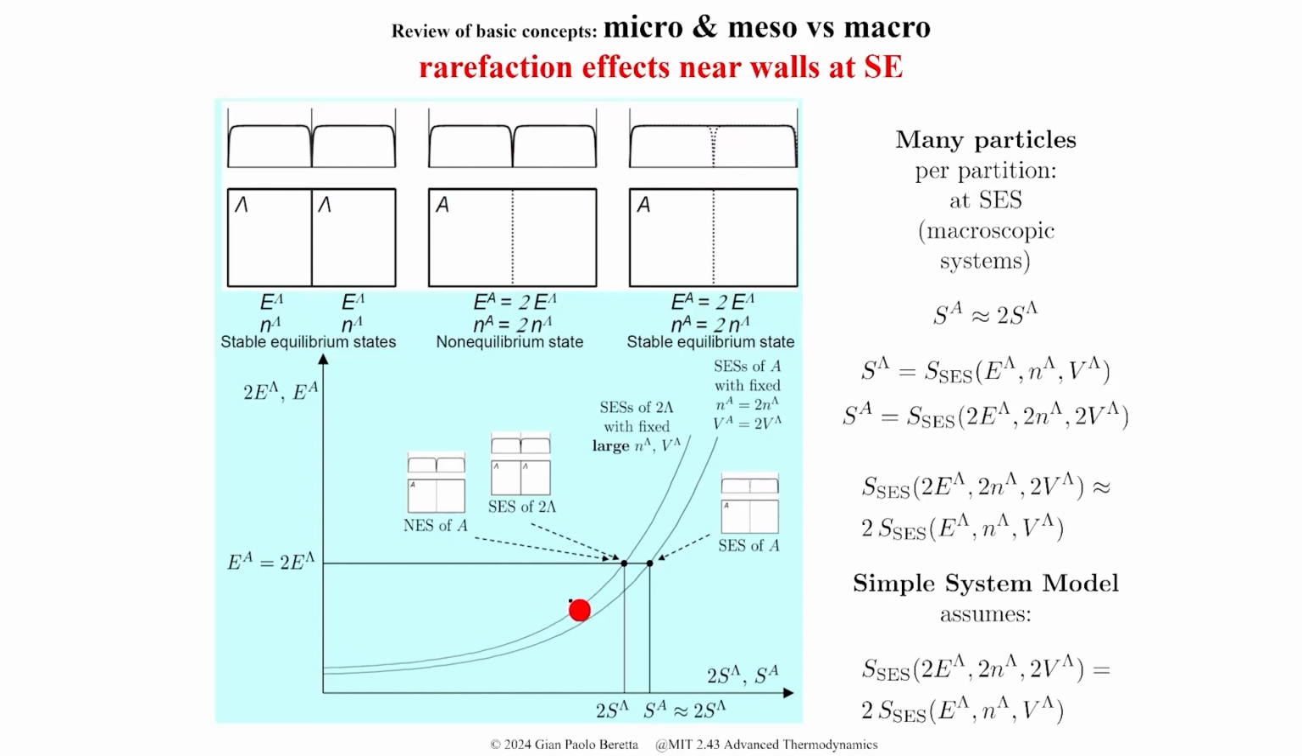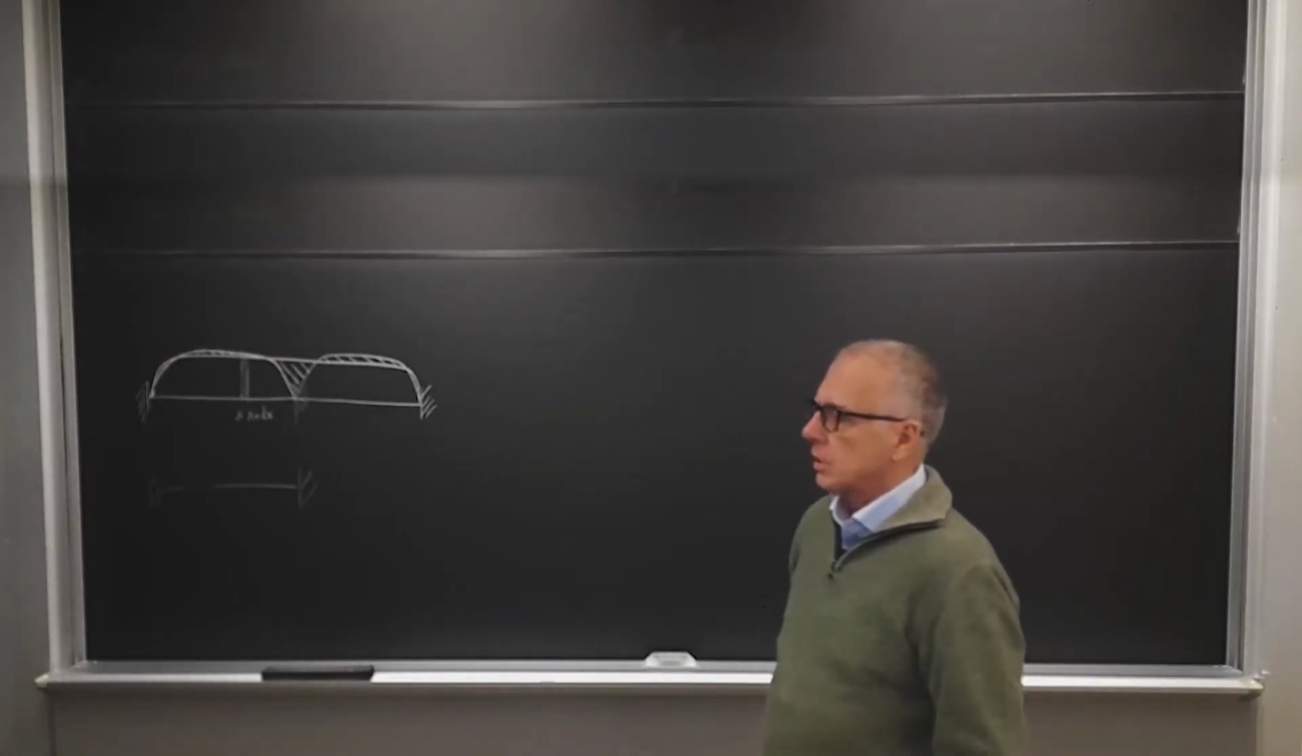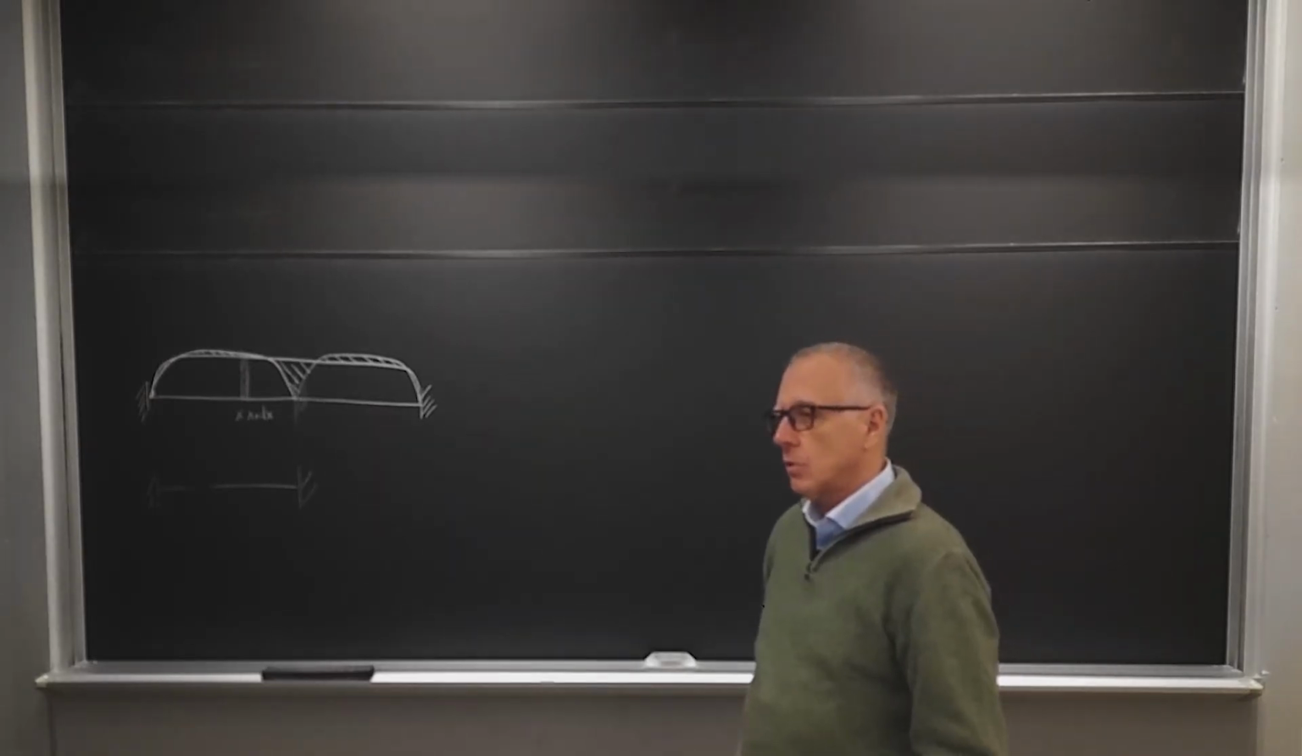That means that the two stable equilibrium state curves get closer to one another. And in the limit of many particles, you can neglect this difference. So you can approximate the properties of the system with the partitions with the properties of the system without the partition. Or, if you are interested, you can model the system without the partition as if it had the partitions.